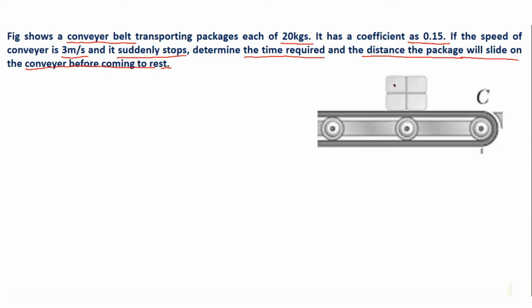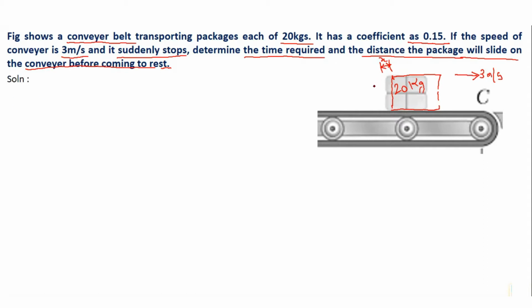There is a block of mass 20 kg on the conveyor, which is moving at a velocity of 3 meters per second. Let us assume that this is moving in this direction with a velocity of 3 meters per second. Because of some emergency, this conveyor has to be suddenly stopped. When it is stopped, this package will slide some distance on the belt. What is required is how much distance, let us say x, the package will slide before coming to rest, and what will be the time required. This is the question which is asked.